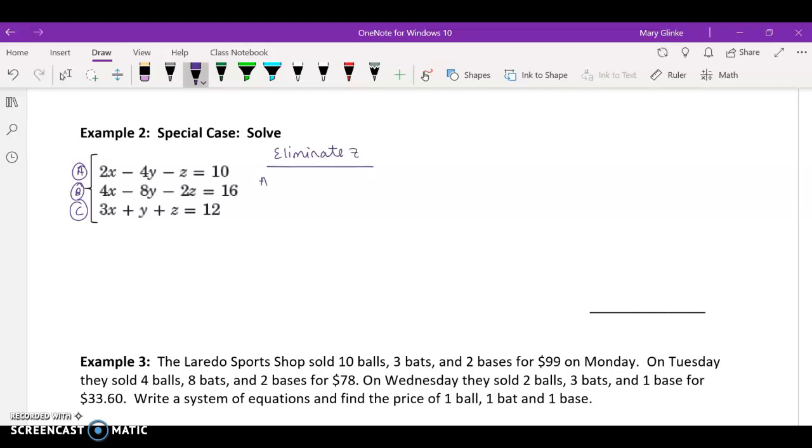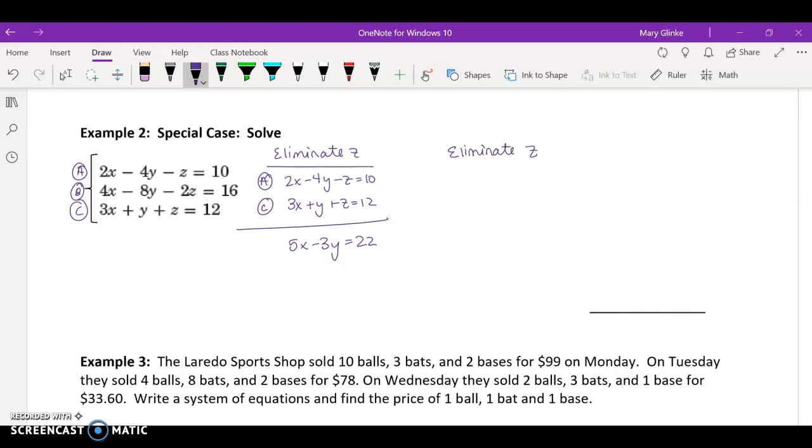So I'm going to pick A and C because I don't have to do anything to either equation to get z by itself. So if I just go ahead and write those out and combine them, my z's are eliminated. I get 5x minus 3y equals 22.